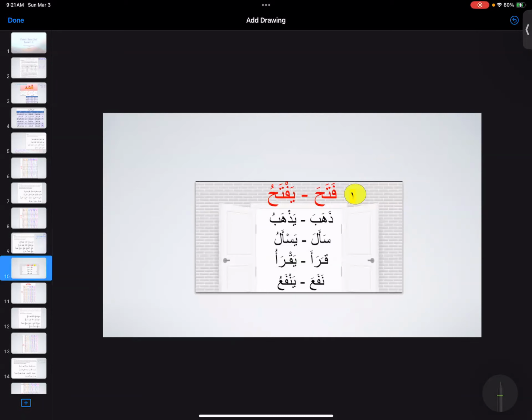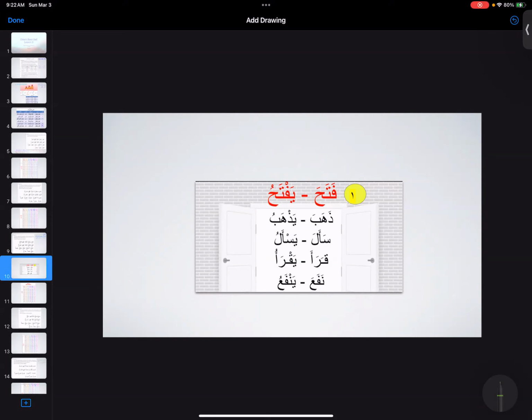Okay, jazakallah khair. Then we have fataha yaftahu, and then some examples from that family. Let's do a little conjugation so you get used to it. So, zahaba yazhabu, who wants to try?